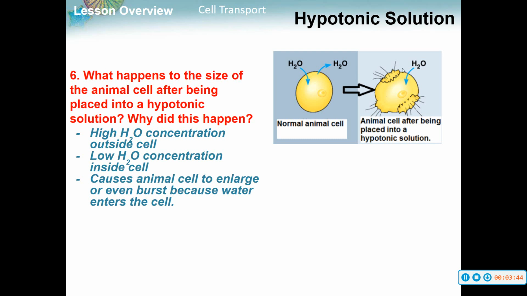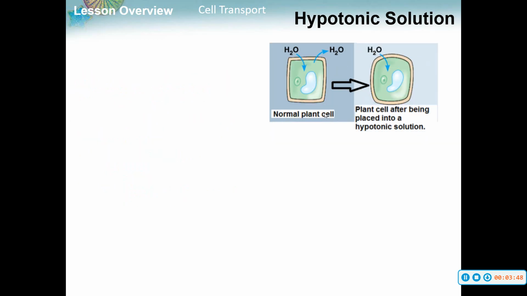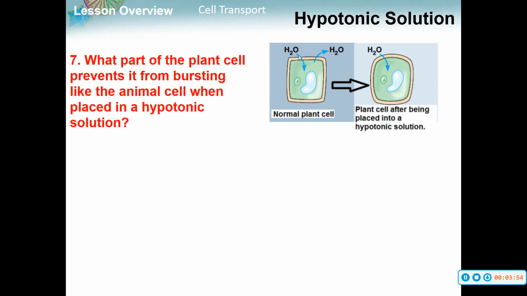I know these are animal cells because they are circular. Now take a look at what happens with a plant cell. Again, you can draw this out or write it out. Now, in a plant cell, the water will move in and out just regularly.